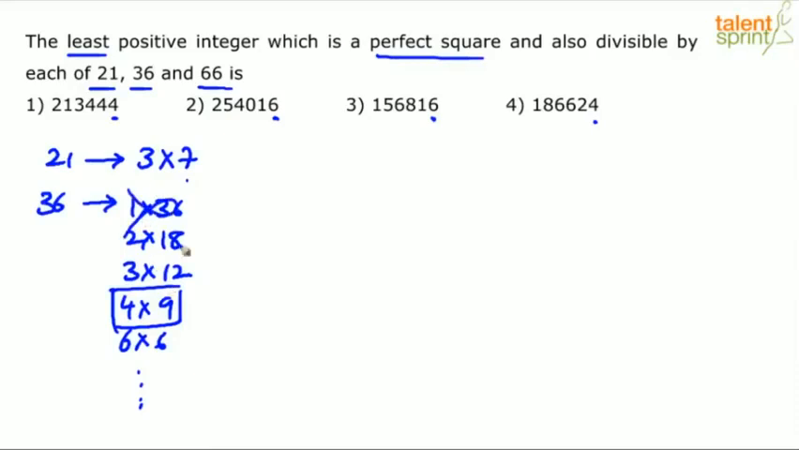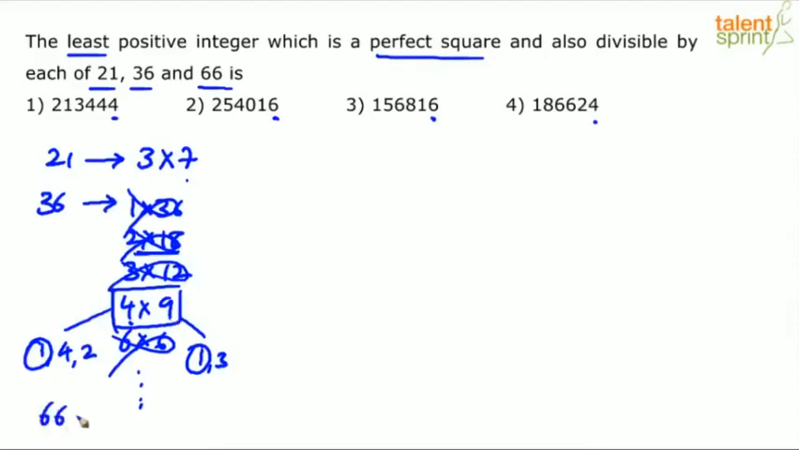1 and 36 are anyway ruled out. 2 and 18 are not co-primes because 2 is a common factor for them. 3 and 12 are not co-primes because 3 is a common factor for both 3 and 12. 6 and 6 are not co-primes. 4 and 9, yes. The factors of 4 are 1, 2 and 4, and the factors of 9 are 1, 3 and 9. What's the highest common factor? 1. So 4 and 9. So that number will be divisible by 36 if and only if it is divisible by 4 as well as 9. Similarly, you'll have to do for 66.